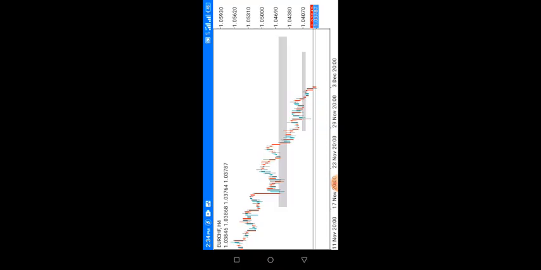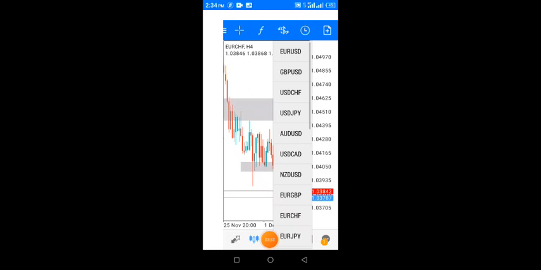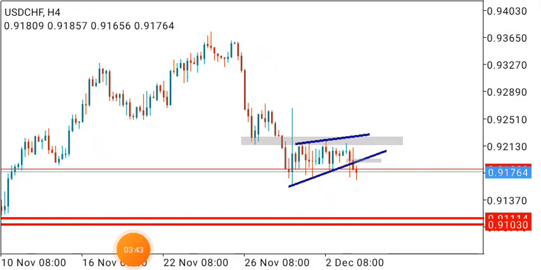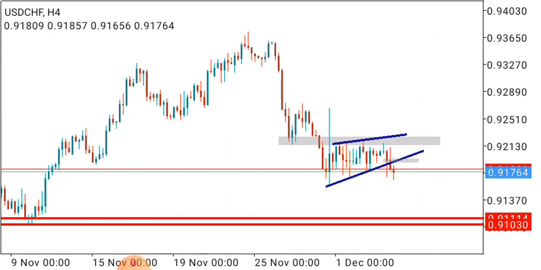So now the first pair I want to look at on my list right now is USDCHF, US dollar against the Swiss franc. That is what I'm going to look at now. Now my analysis, most of the time I do it on the 4 hours time frame, and take my entry on the 1 hour time frame.